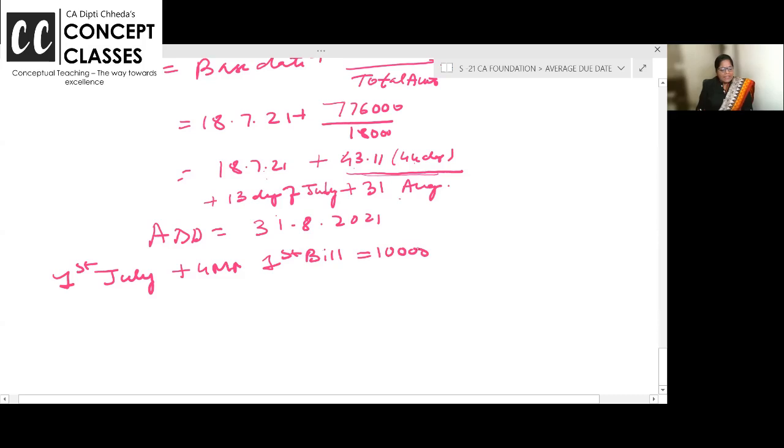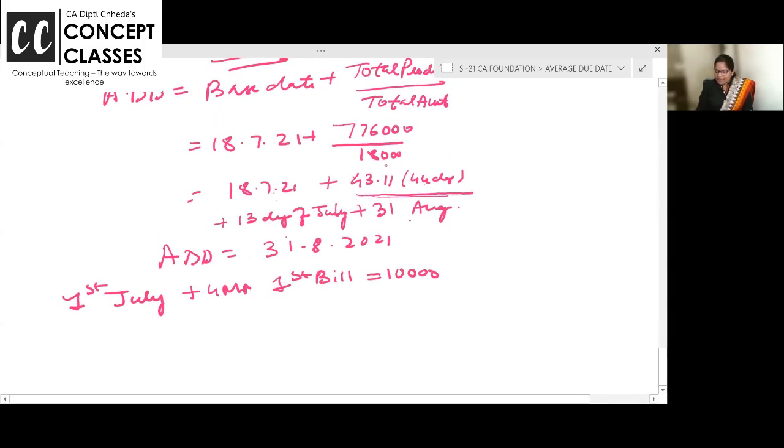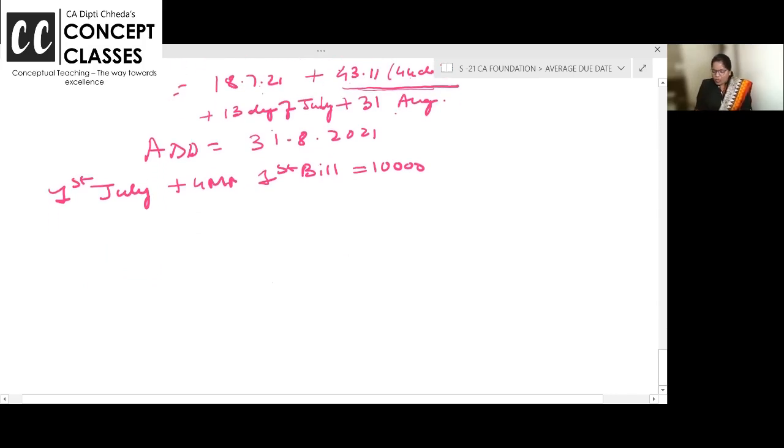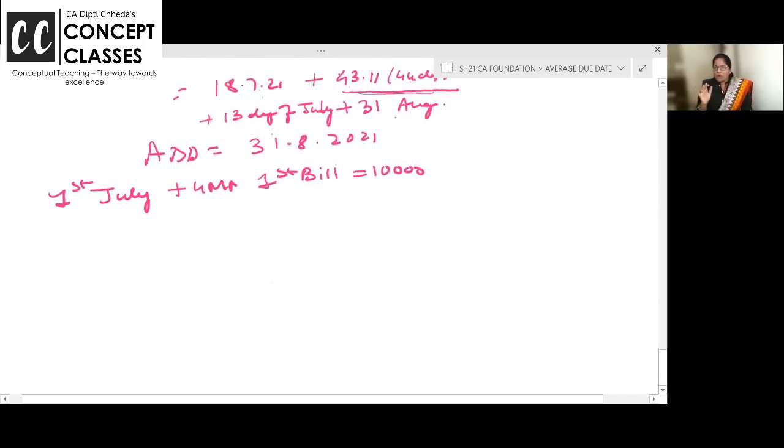And for balance payment, what is the total payment? 18,000. So for the balance, another bill of 8,000 along with interest, which is due in 6 months. This bill is due in 4 months. So now listen. If you want, you can put your pens down.